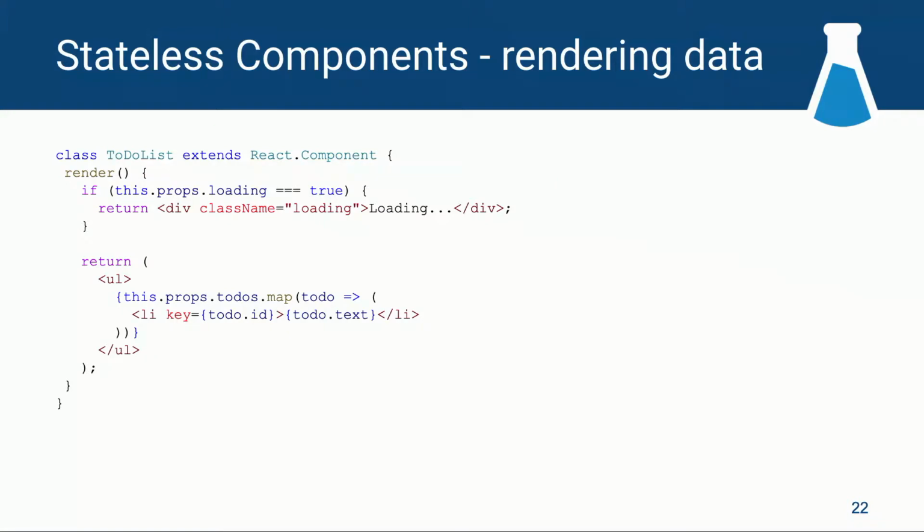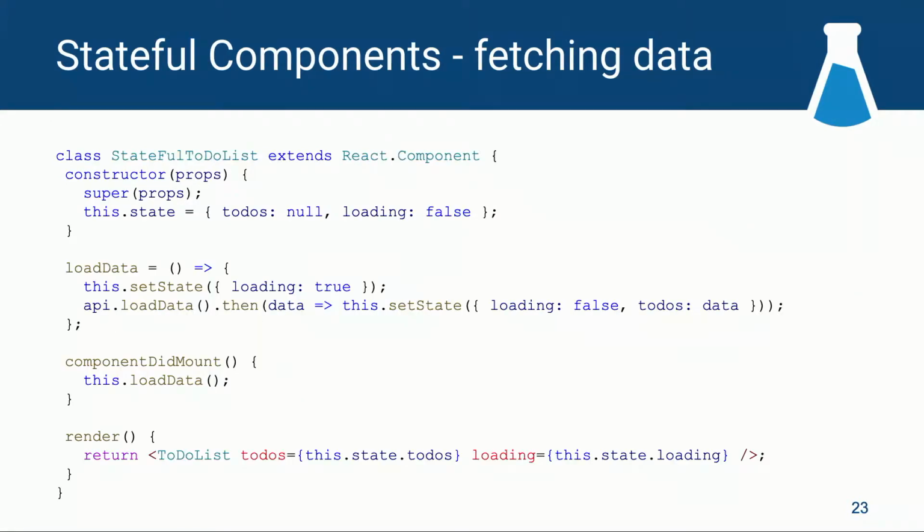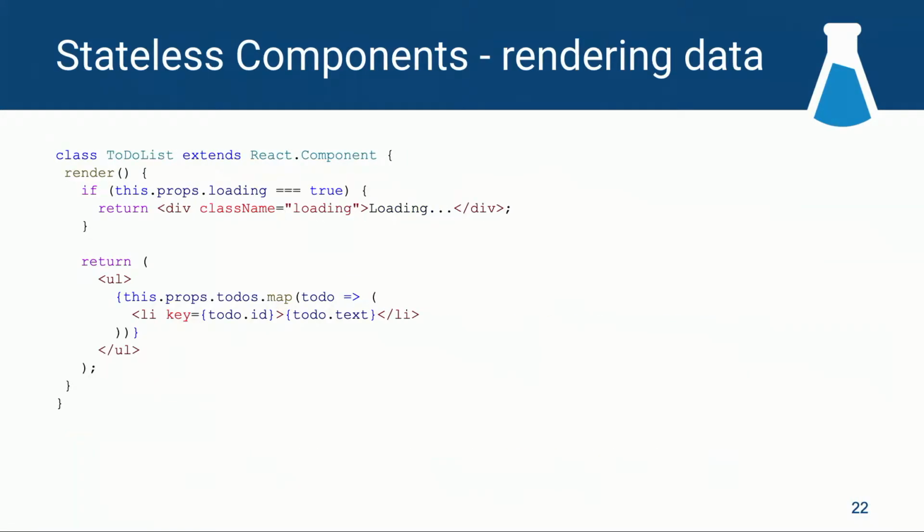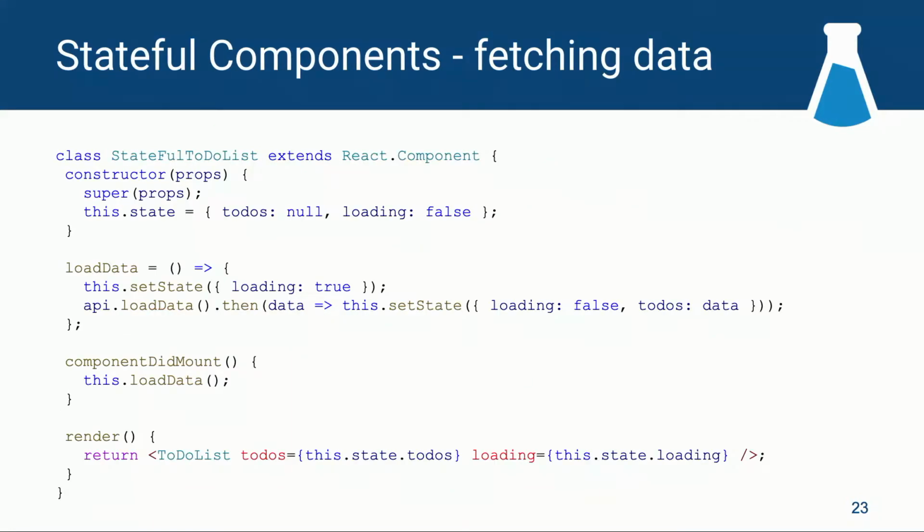Then once I nail all that down, I'll write the stateful component. The stateful component will look something like this. Here I have a stateful to-do list, right? So I have my to-do list, and then I have my stateful to-do list. They both just extend React.Component, nothing too special here. In the constructor, I set up my state. You'll see that I set to-dos to null immediately and loading to false.